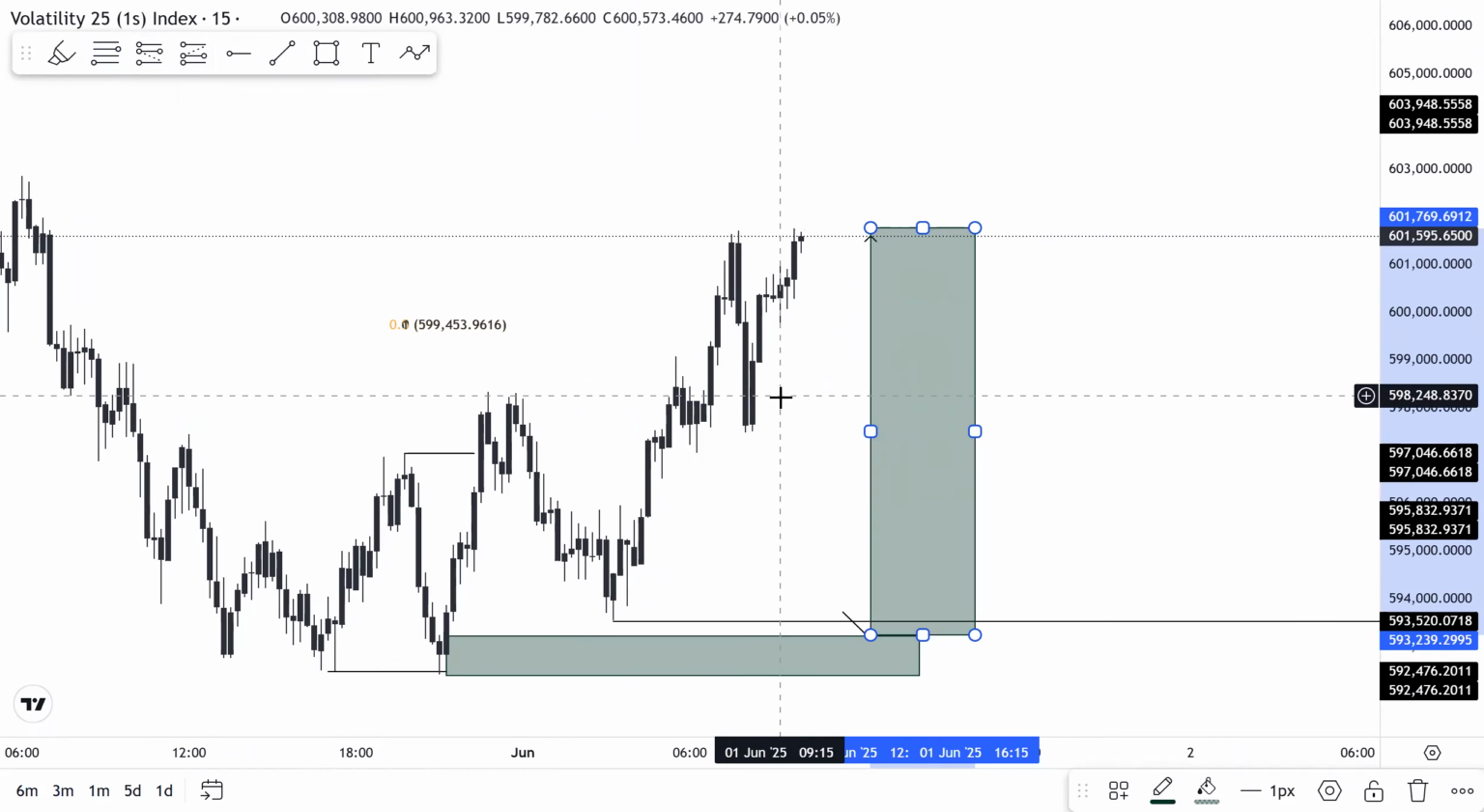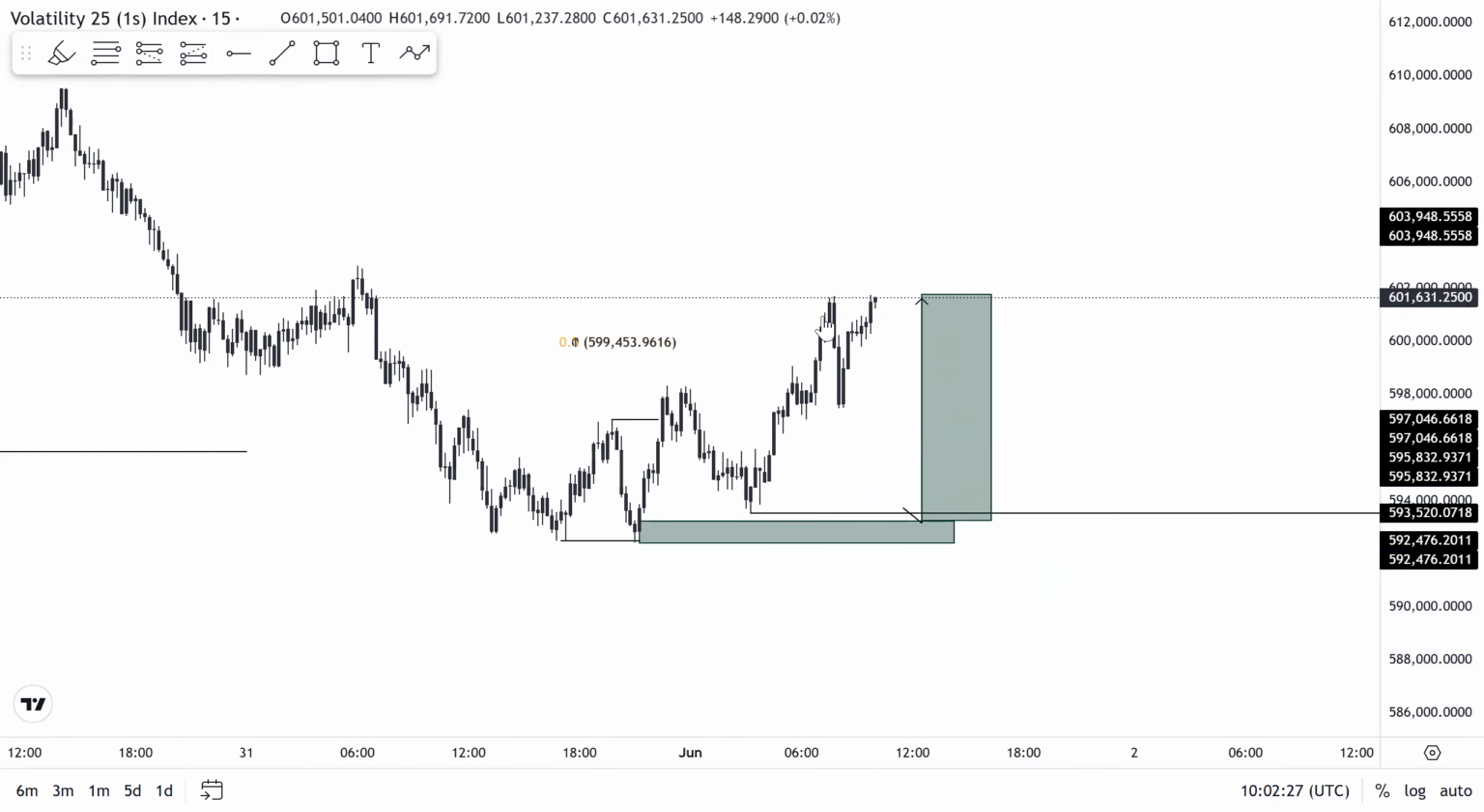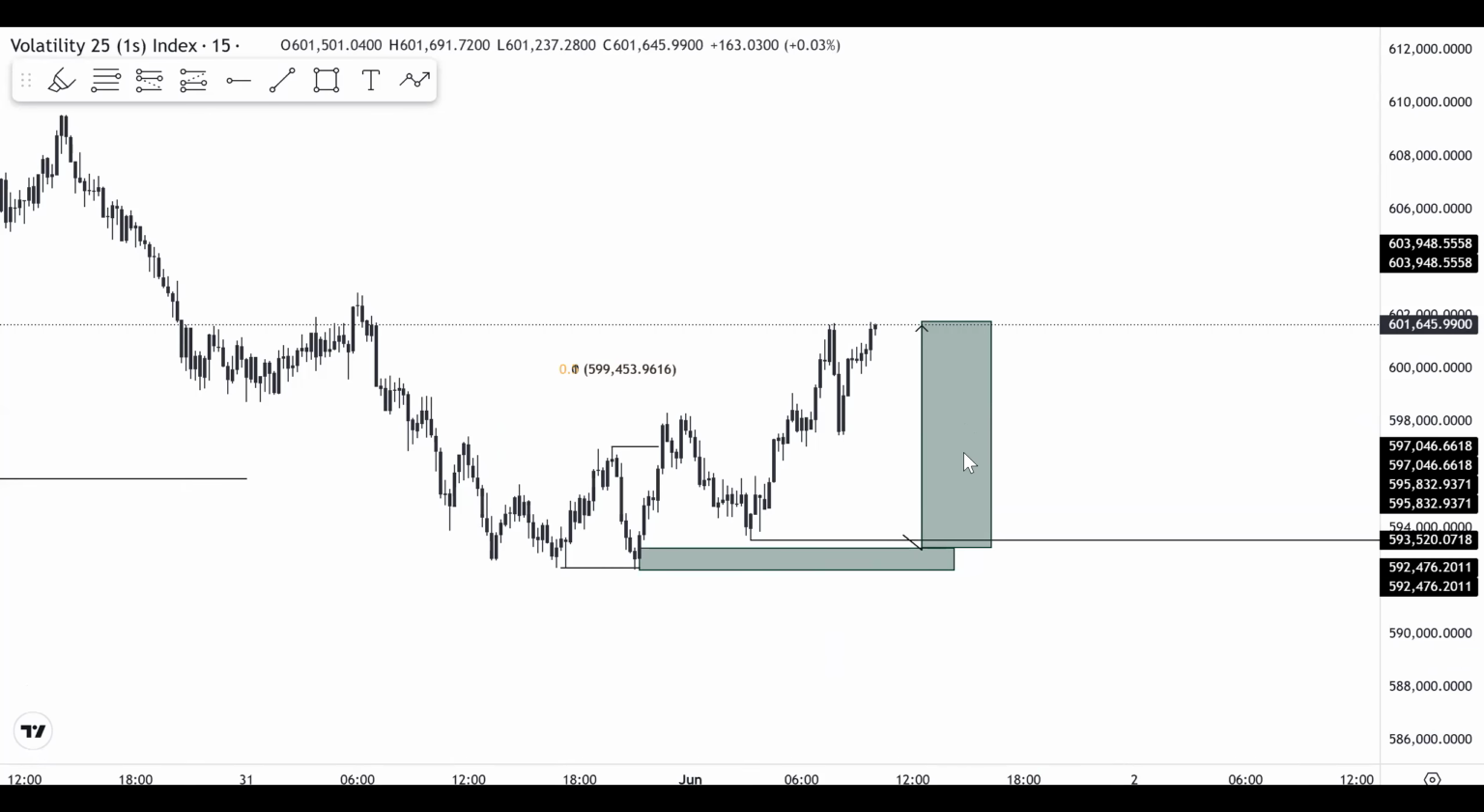It doesn't matter if it's here or here, whatever. But if it's an A plus setup, I'll be looking to take that trade, right? So this is what I'm seeing right now on V25S. Okay, V25S. What I mean is that there's a sell on the daily time frame.